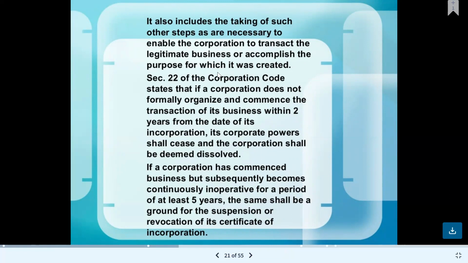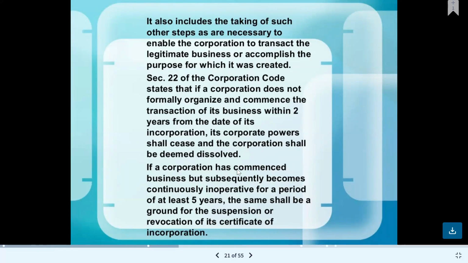Now, in Section 22 of the Corporation Code, it states that if a corporation does not formally organize and commence its transactions within 2 years from the date of its incorporation, its corporate powers shall cease and the corporation shall be deemed dissolved. Meaning 2 years after you have been granted a certificate of incorporation, if you have not started any operation within 2 years, it is assumed that the corporation is dissolved.